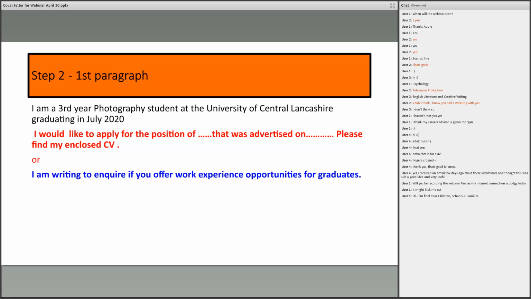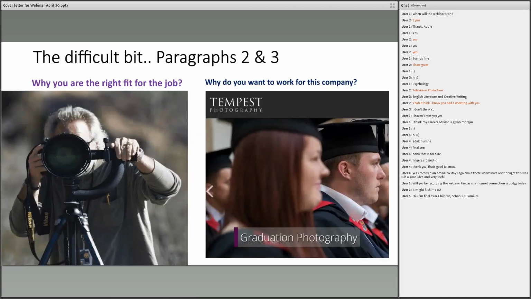Or if it's a speculative inquiry, write to inquire whether they offer employment opportunities, work experience, work shadowing, whatever it is, for graduates. Okay, so far so good.